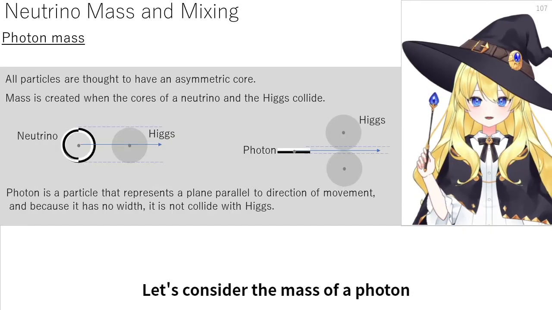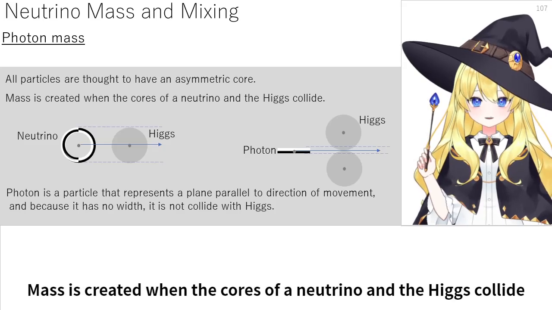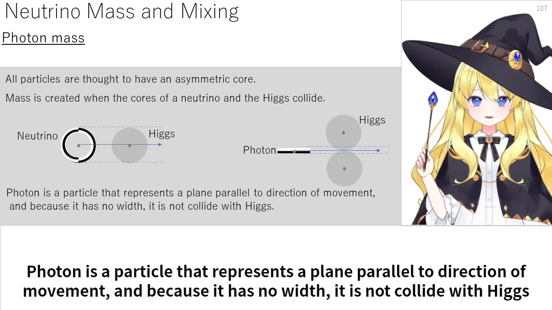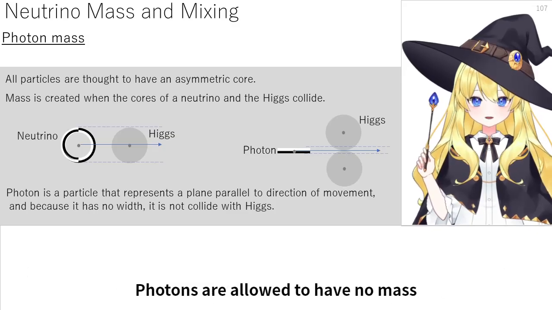Let's consider the mass of a photon. All particles are thought to have an asymmetric core. Mass is created when the cores of a neutrino and the Higgs collide. Photon is a particle that represents a plane parallel to the direction of movement, and because it has no width, it does not collide with Higgs. Photons are allowed to have no mass.